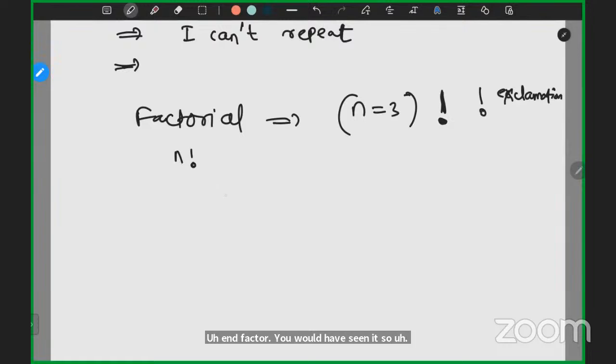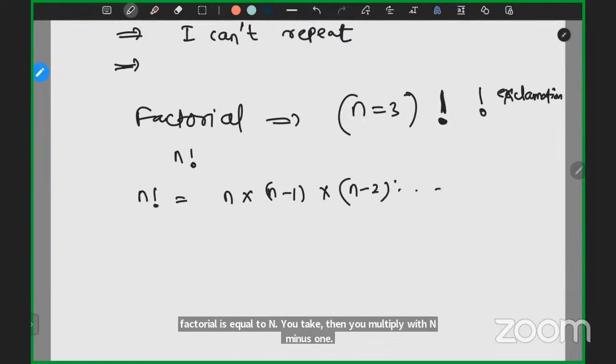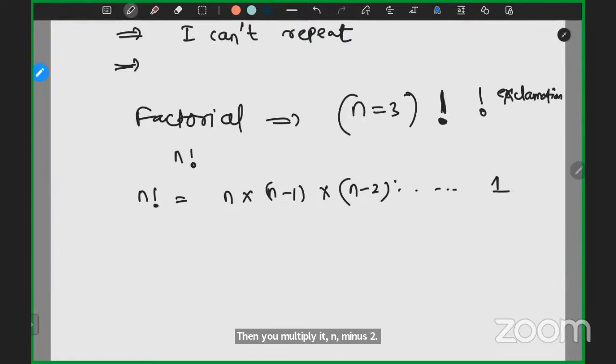N factorial is equal to n, you take n, then multiply with n minus 1, then multiply with n minus 2, and you go till the last number is 1. Let's say if I show you for 3: it's 3 into n minus 1, which is 2, then n minus 2 is 1. If you multiply this, you will get 6.